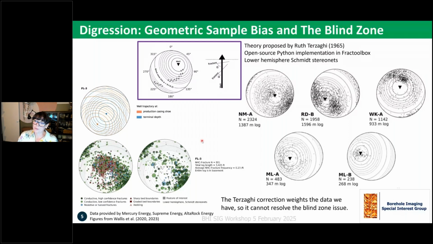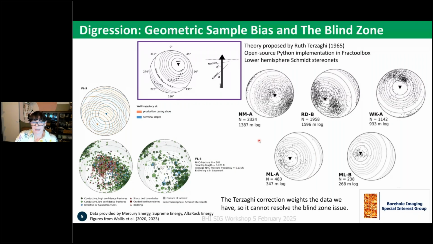And I think the thing to also take away from here is Ruth linked her name in that paper to a correction, the Taziki correction, which is so often embedded in many softwares. It's a weighting that for the most part, and if you're close to, sort of the bullseye area of the stereo net, will somewhat correct for the distribution of missing fractures. But because it's weighting, if you haven't sampled any data, there's no weighting that can be done, and so it'll never actually resolve the blind zone. The blind zone becomes this persistent gap that we're best just to be aware of.